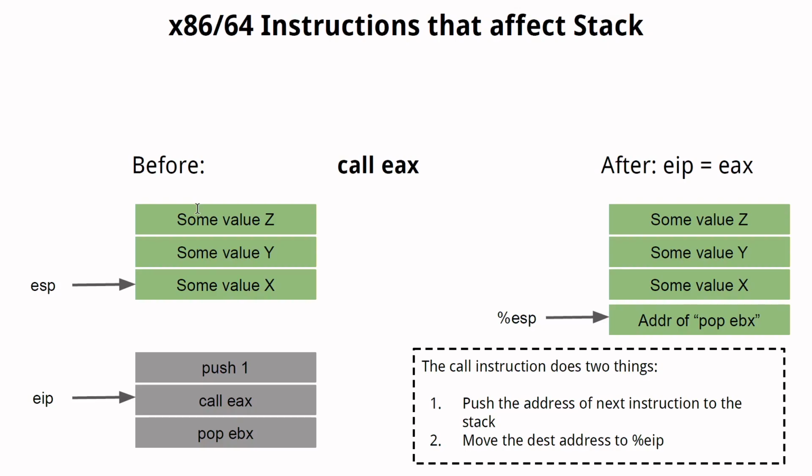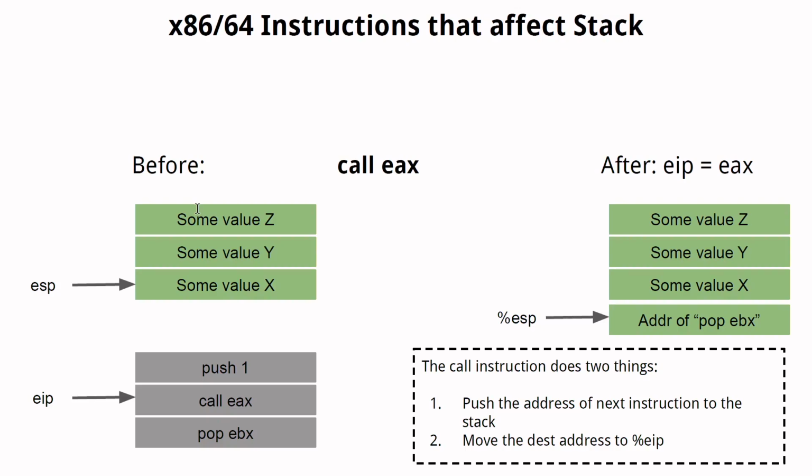The reason we push the next instruction address there is that eventually, when we finish this call, we need to go back to this program, and we need to know where to go back to. That is the instruction we need to go back to. So this is a call instruction.